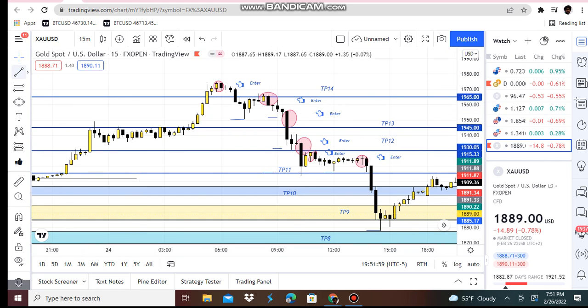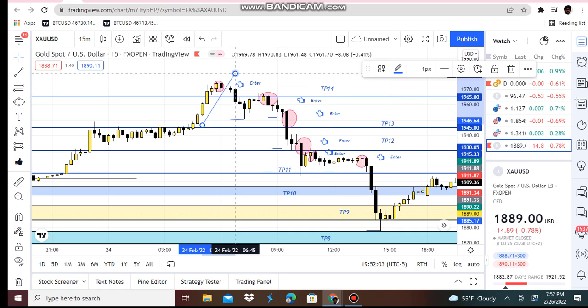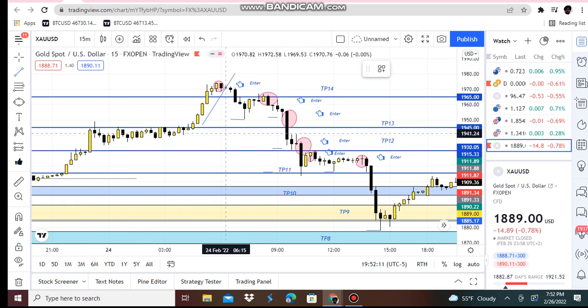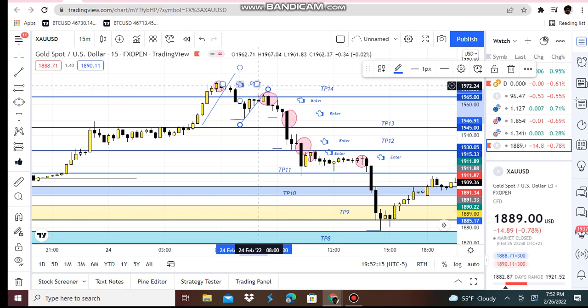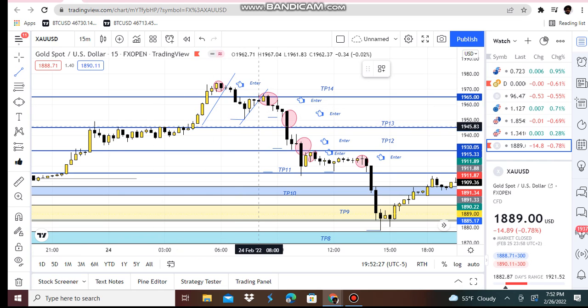Another strategy also. Boom. Once price makes this high right here, it'll break this trend line. Boom. Once price breaks this trend line, you could enter. Boom. Again, once price makes a lower low, it'll make a lower high. Boom. Once price breaks this trend line, you could enter again. Boom, and roll this back down. Boom, for a lower low. Boom, here again as well.